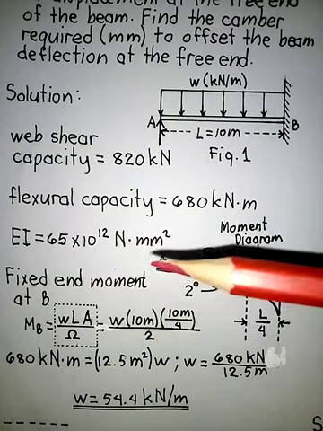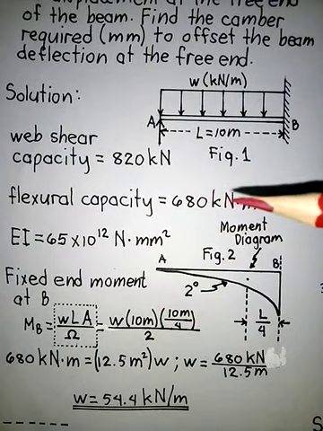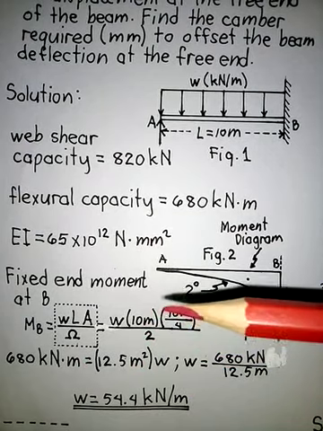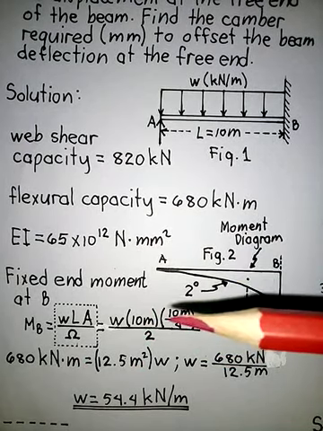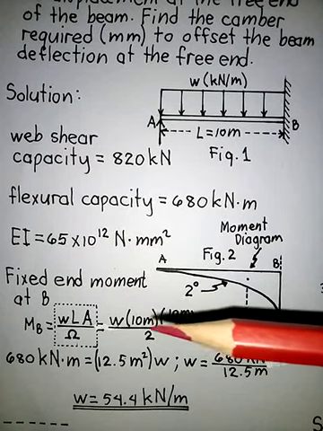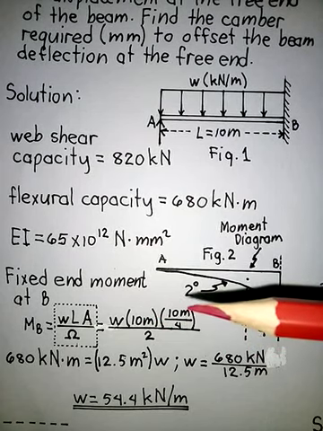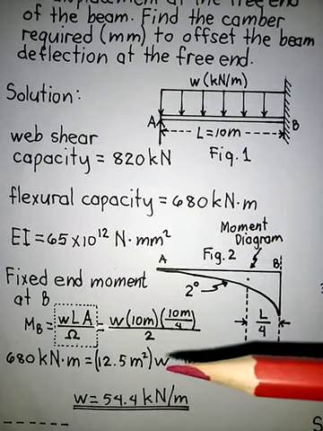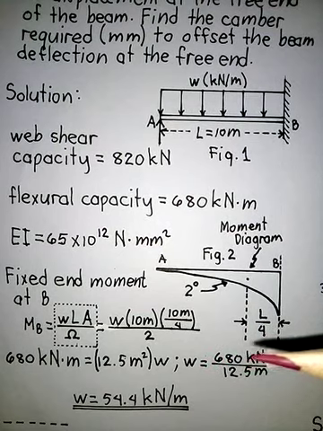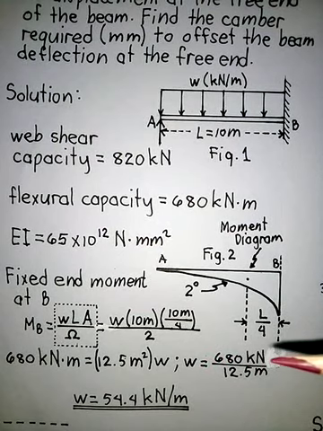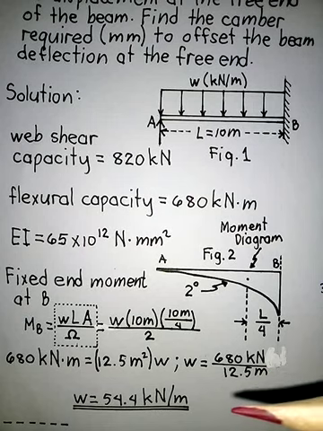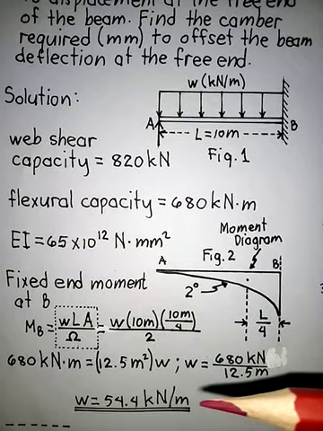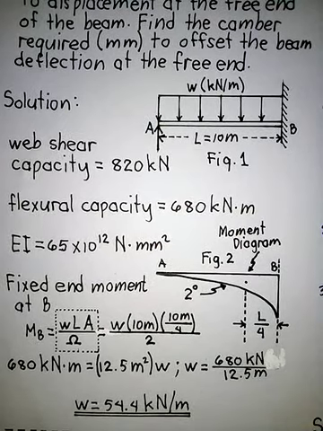So we have the flexural capacity here, 680 kilonewton meter, is equal to, simplifying this, 10 meters multiplied by 10 meters over 4 all over 2, which is equal to 12.5 meters squared times W. And we can get W to be 680 kilonewton meter divided by 12.5 meters squared, or W will be equal to 54.4 kilonewton per meter. Okay.